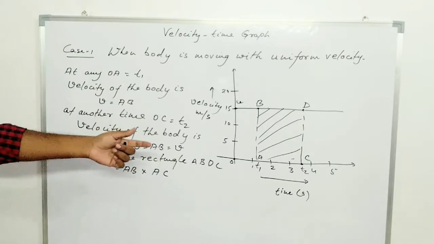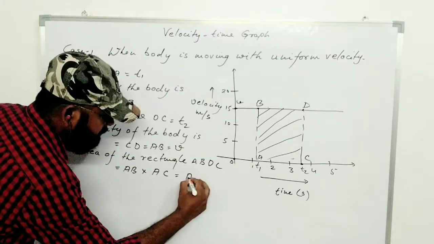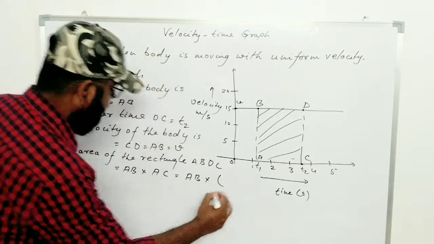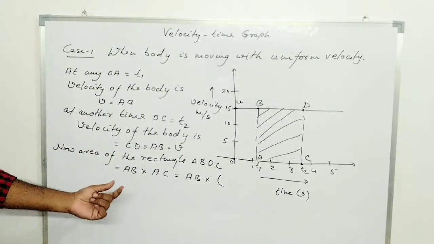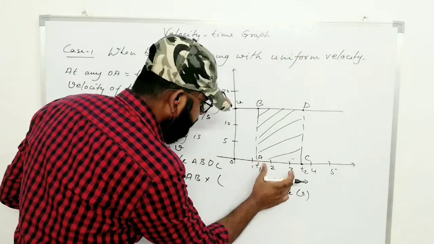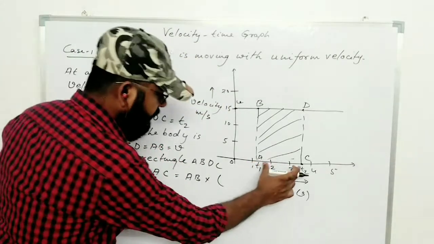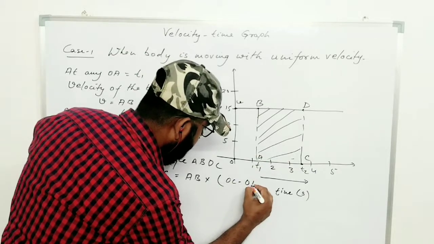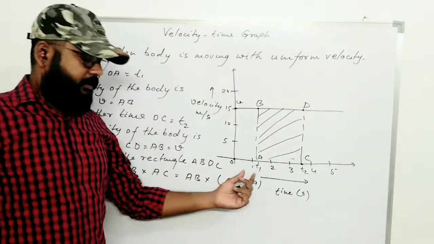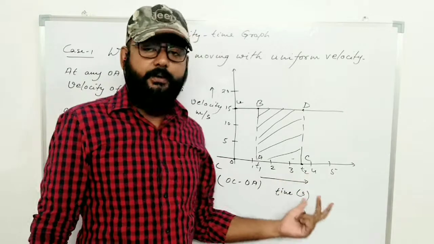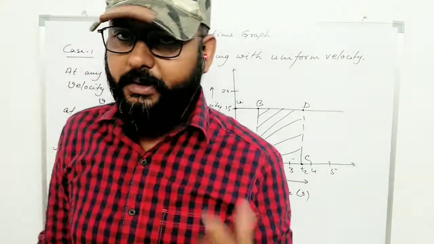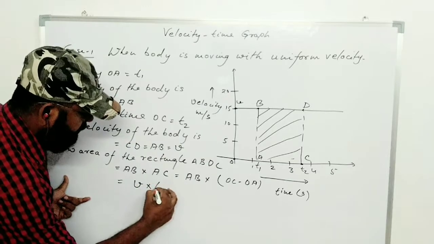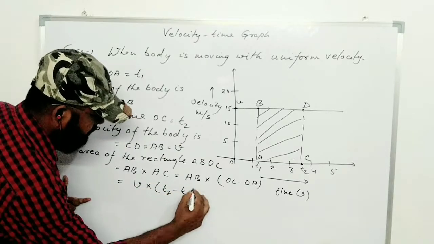AB is equal to V. Now what is AC? AC is OC minus OA. Why am I writing like this? To make the form of T2, T1, like this. So here the area is V into T2 minus T1.